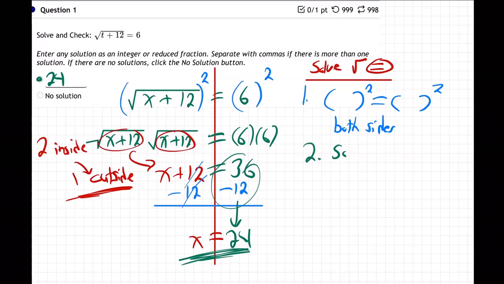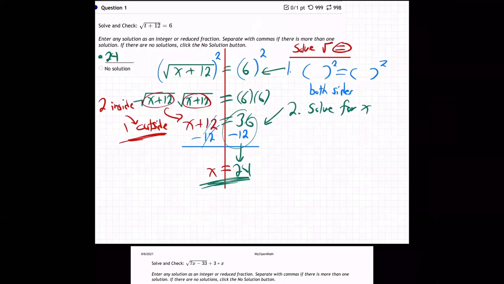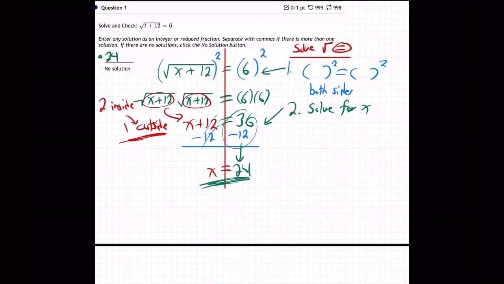Now, so that's step 2, solve for X, which we just did right there. So step 1, 2 power both sides. Step 2, solve for X. Now, I do want to mention that we're technically done, but there's one more thing. It sounds contradictory. How are we done? But there's one more thing.